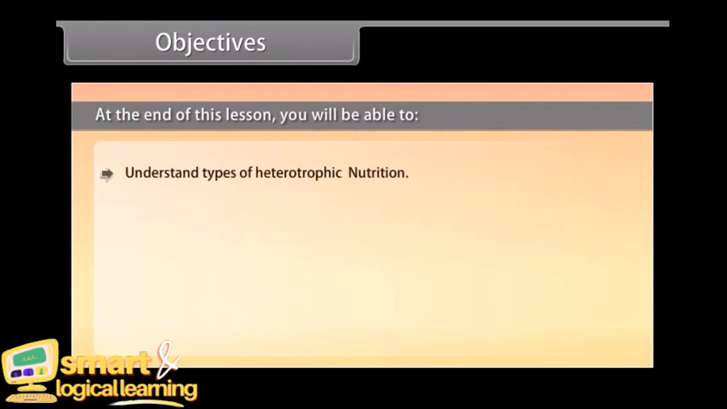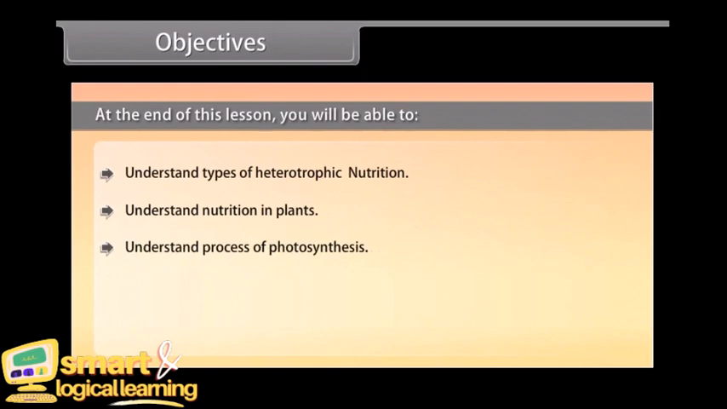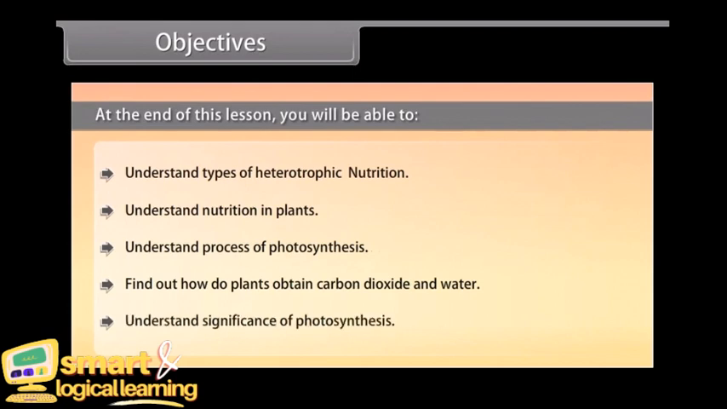understand types of heterotrophic nutrition, understand nutrition in plants, understand process of photosynthesis, find out how do plants obtain carbon dioxide and water, and understand significance of photosynthesis.